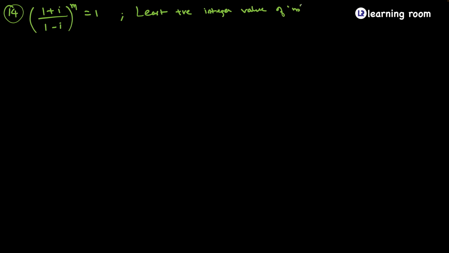So the 14th problem is: ((1 + i)/(1 − i))^m = 1. If this is the condition, find the least positive integer value of m. So we need to find the least integral value of m. How to do this?